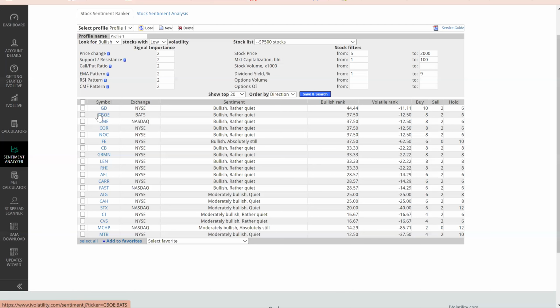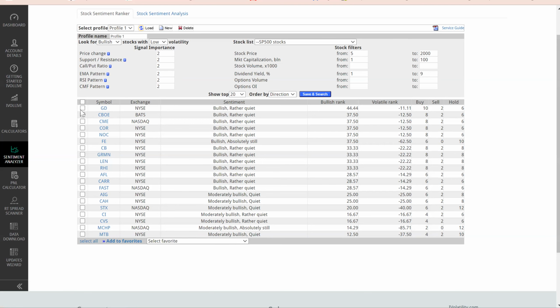CBOE and CME, these names benefit in a volatile market, right? Because they're exchanges. So the more trading volume that's happening, they don't really care if people are buying or selling. They just want activity. And we're seeing that those are trending higher and they have low volatility, right? So now might be an interesting time to take a position. General Dynamics is a defense contractor. So for obvious reasons, there's bullish action there.